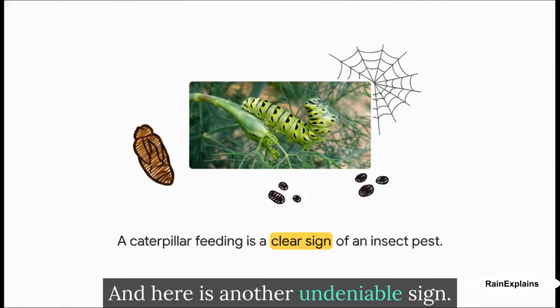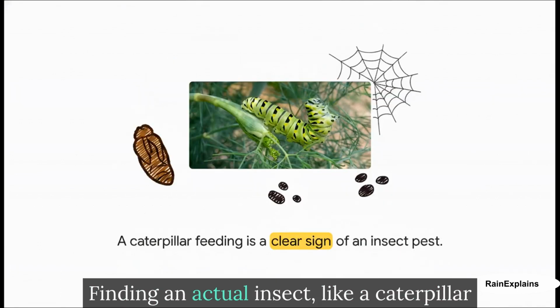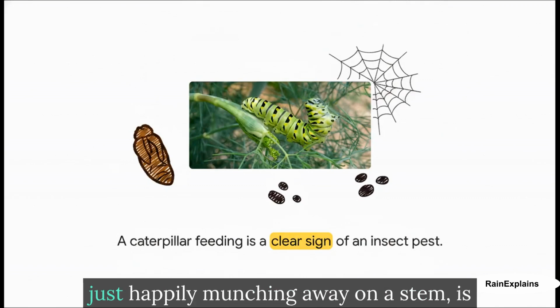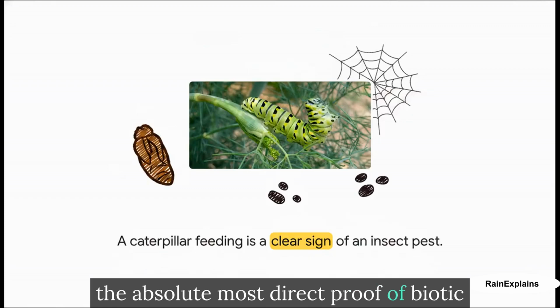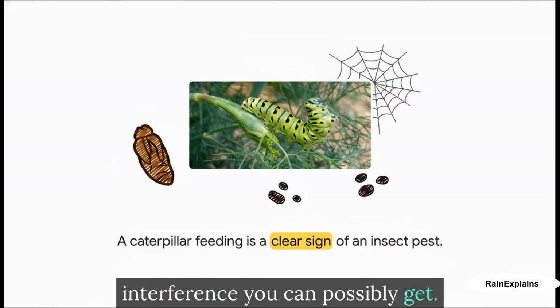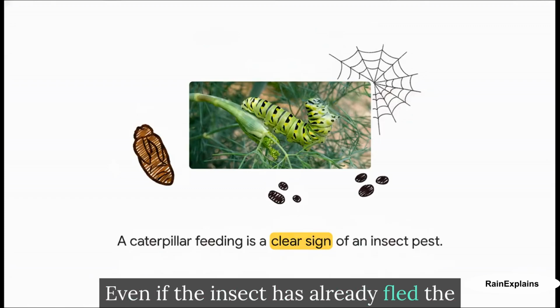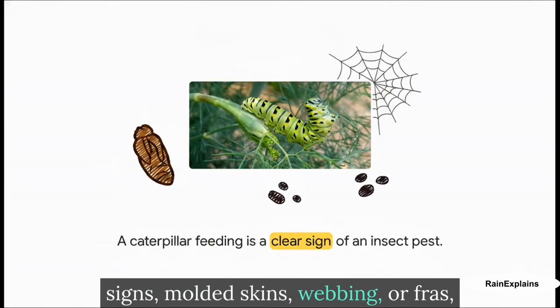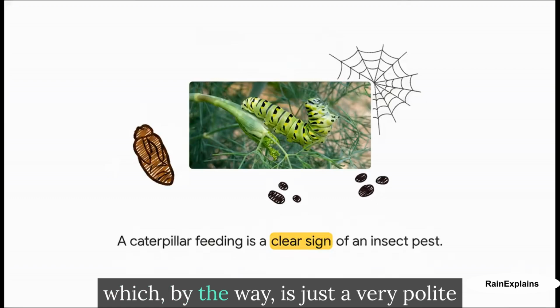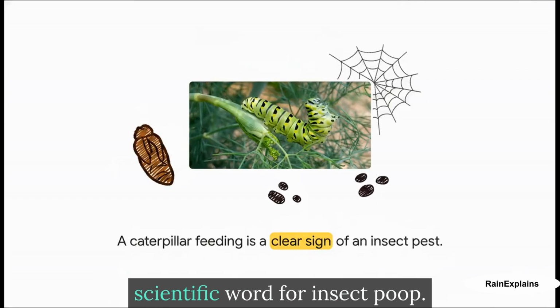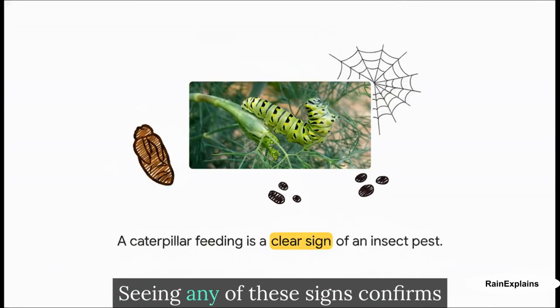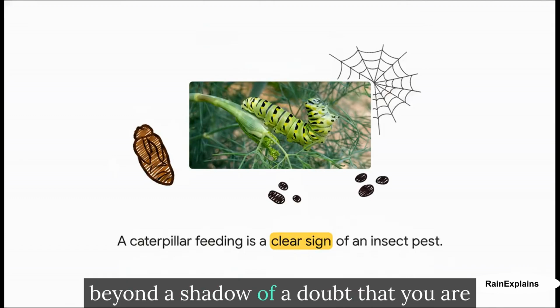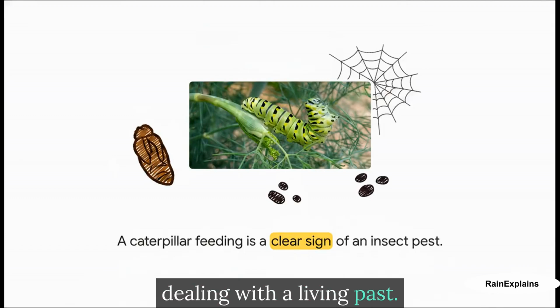And here is another undeniable sign. Finding an actual insect, like a caterpillar just happily munching away on a stem, is the absolute most direct proof of biotic interference you can possibly get. Even if the insect has already fled the scene, they almost always leave behind signs: molted skins, webbing, or frass, which, by the way, is just a very polite scientific word for insect poop. Seeing any of these signs confirms beyond a shadow of a doubt that you are dealing with a living pest.